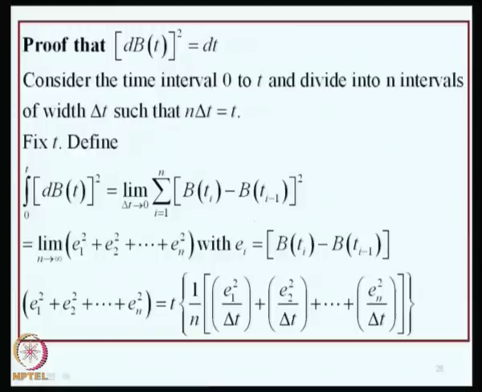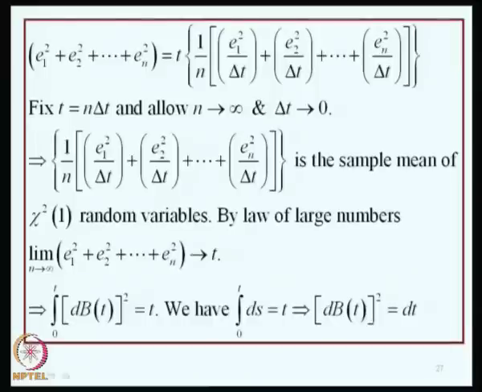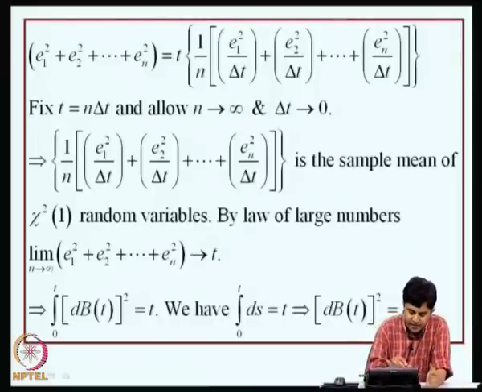Now, I will define E_i as B of t_i minus B of t_{i-1}, and I will rewrite this sum as the limit of n tending to infinity of E1 square plus E2 square plus so on and so forth En square. Now, I will rearrange the terms, I will multiply and divide by t, and in the denominator I will write for t, n delta t, and I will rewrite this summation in this form. This is the form. Now, we will fix t to n delta t and allow n to go to infinity and delta t to go to 0.